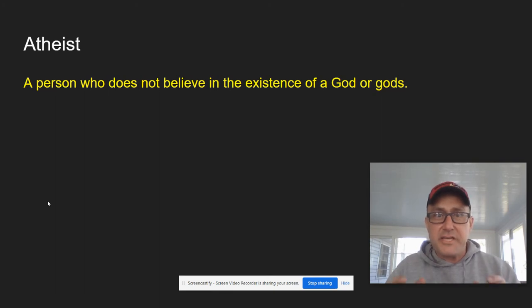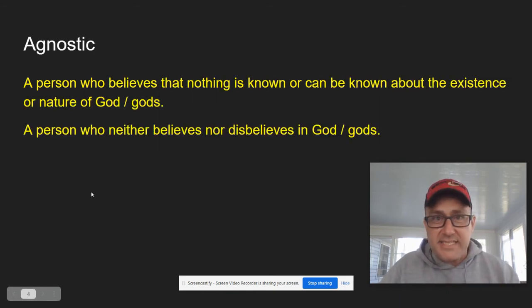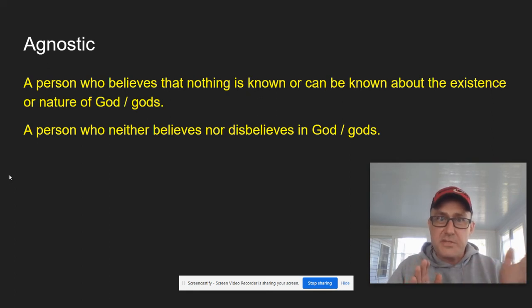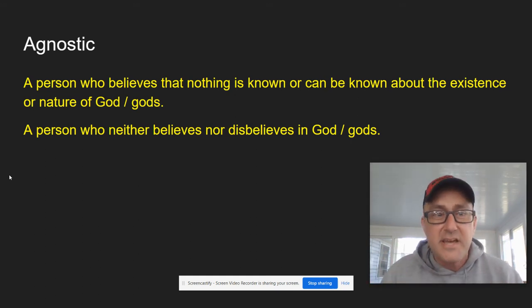They just look to science and things that can be proven with hard facts. All right. The last one is an agnostic. Now, I gave you a theist is a person that believes in God, an atheist is somebody that does not. An agnostic is somebody that's kind of in between, that's sitting on the fence. So if you're an agnostic, you're a person who believes that nothing really is or can be known about the existence or nature of God or gods.